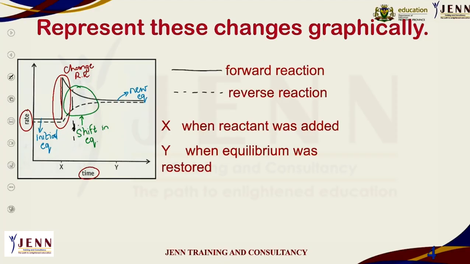Okay, so at this part you will see there's the X on the graph. The X is when the reactant was added, and the Y when equilibrium was restored again. So the flat parts on the graph, that is your equilibrium parts.